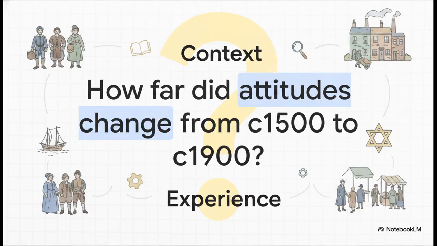I'm going to leave you with this exact exam-style question to ponder. How far did attitudes towards migrants in Britain change between c1500 and c1900? Think about the context and experience framework we just mastered. Consider the Huguenots, the Irish in Liverpool, and the Jewish community in the East End. Did attitudes actually change, or did the reasons for prejudice just shift around?